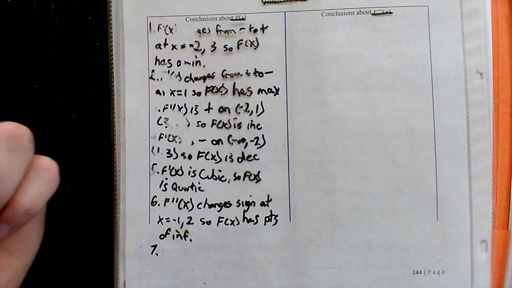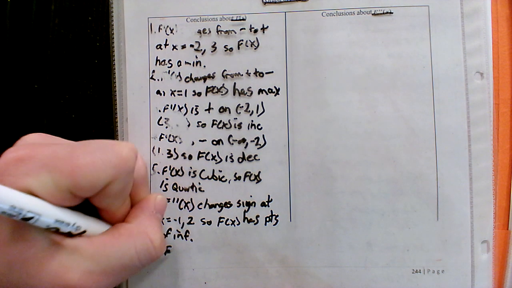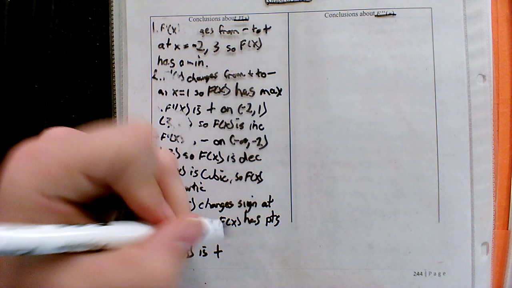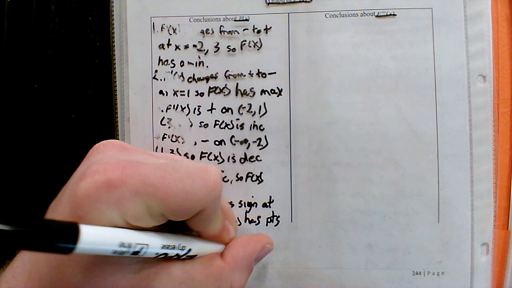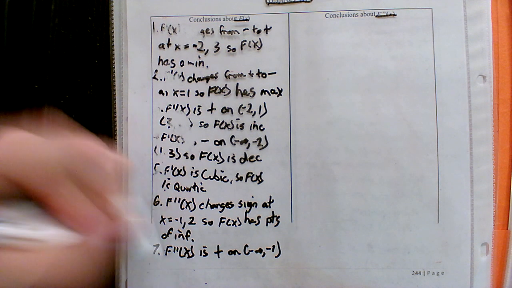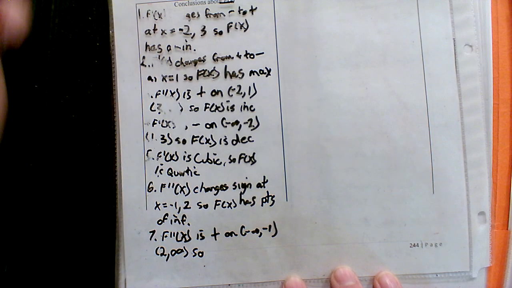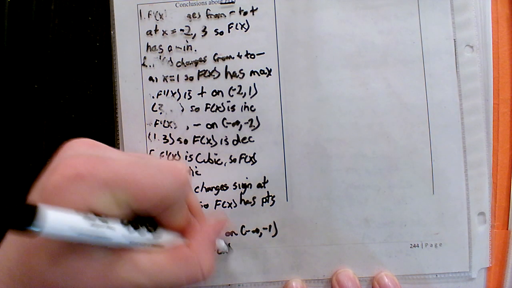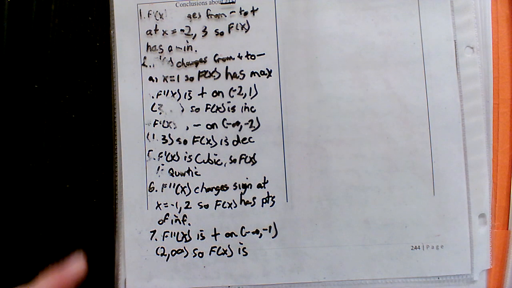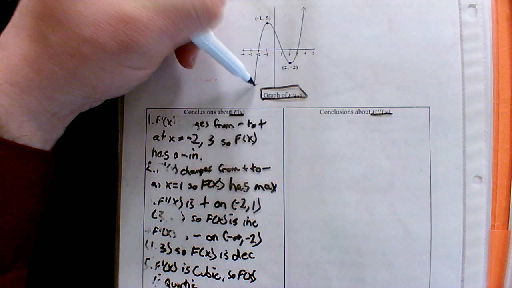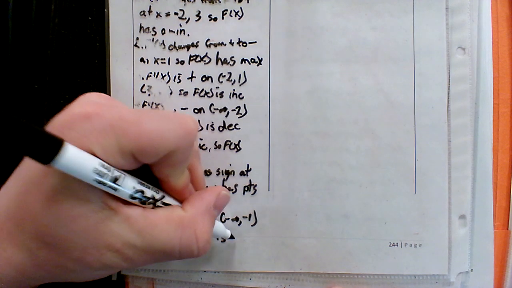All right, number 7. We have 2 left for this side. F double prime of x is positive on the interval negative infinity to negative 1 and 2 to infinity. So f of x is what? Second derivative is positive on the interval negative infinity to 1 and 2 to positive infinity. So f of x is what again? Exactly, concave up.